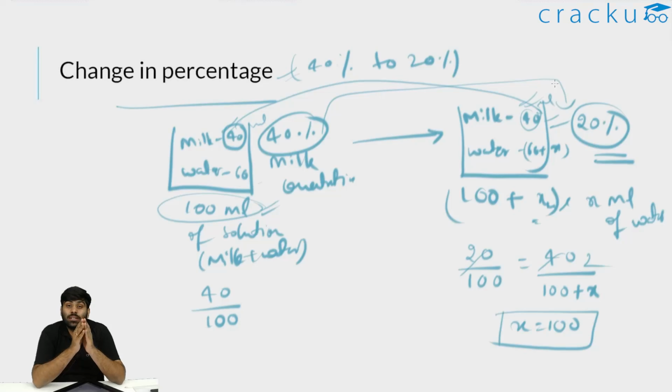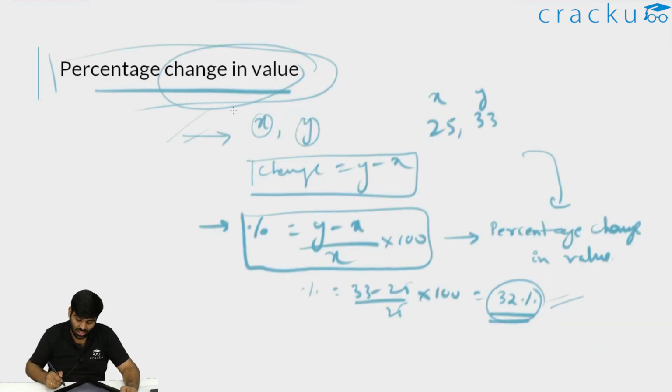But that means if the question is percentage change in the volume of milk, that is 0, because the volume of milk is 40 ml in the initial case and in the second case also it's 40 ml. But if I say what is the change in percentage of milk concentration? Milk concentration initially is 40%, but in the second case it has come down to 20% because of adding another 100 ml water. So the change is 20%, 40 to 20. That is what a change in percentage means. This is different from what we have discussed in percentage change in value.